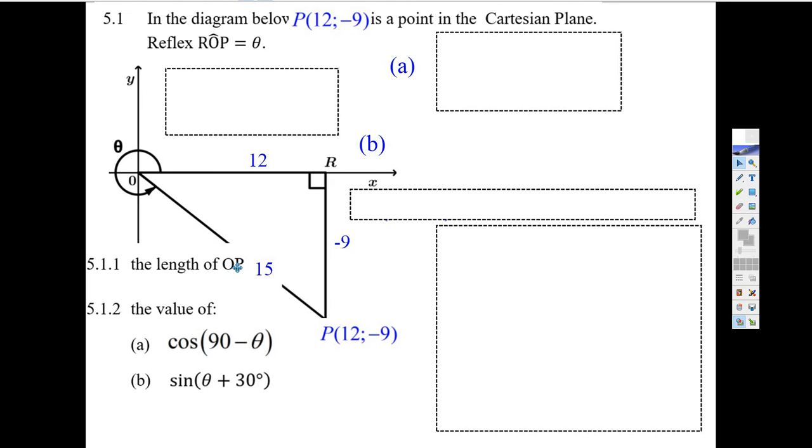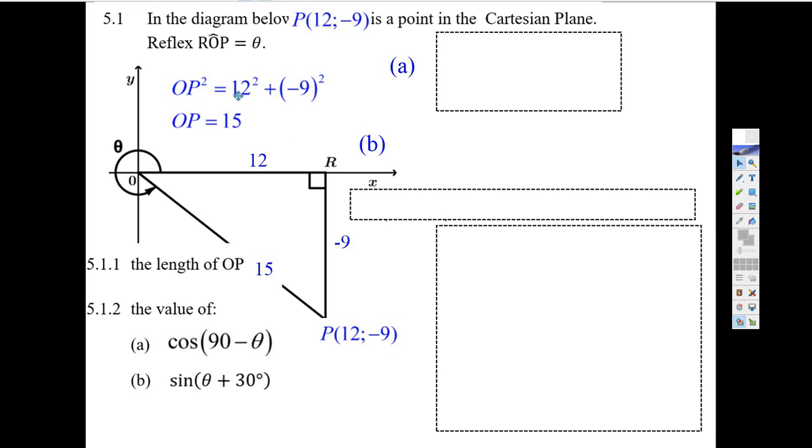Find the length of OP. Well, you see this 12 and minus 9. That means you've gone 12 in the x direction and minus 9 in the y direction. That's 90 degrees, so it's just a question of Pythagoras. So OP squared is 12 squared plus 9 squared. I think you get 225. You take the square root, and it's 15.